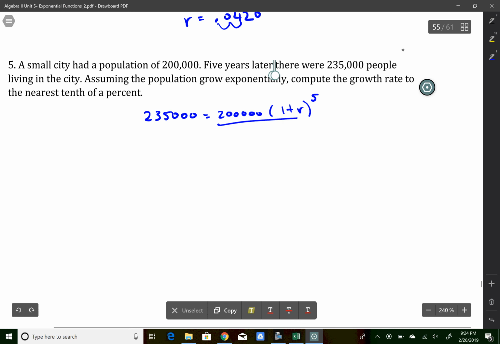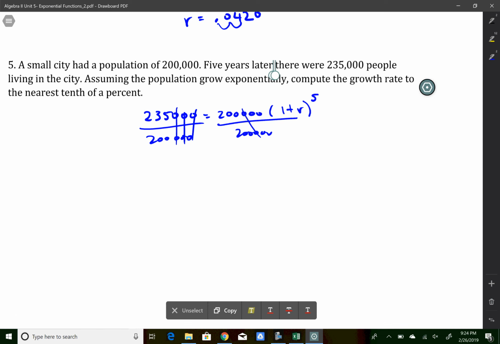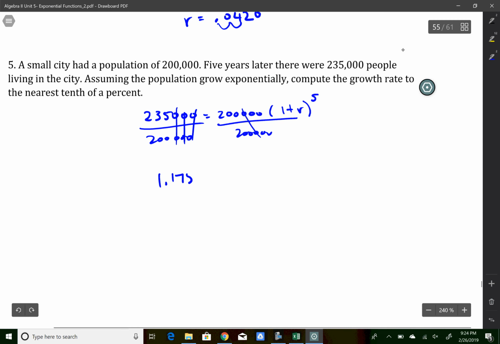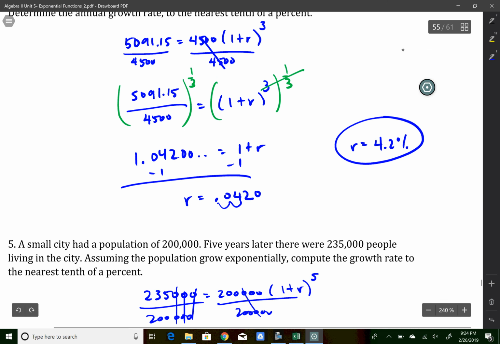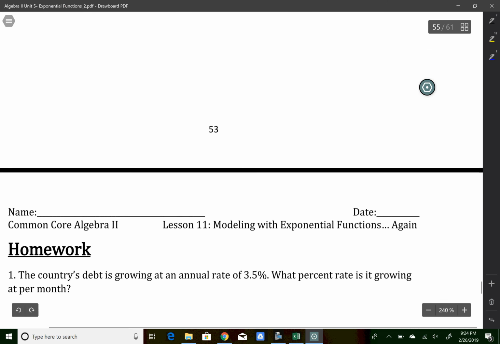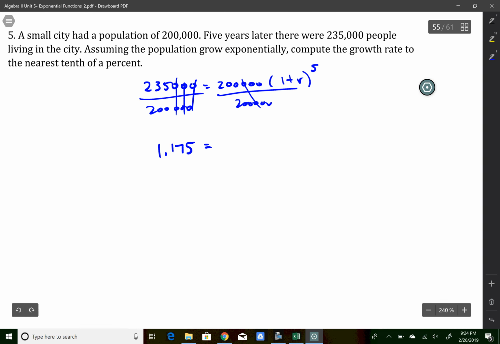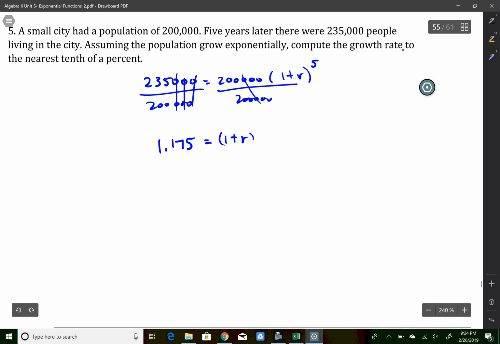So again, we're going to divide away the 200,000. If you're good with numbers, you know those zeros are going to cancel. So we could even simplify that one, because that's probably going to be a nice number. 1.175. The last one I didn't simplify here because that definitely is not going to be a nice number, right? But that one's a decent enough fraction or decimal to use. And we have 1 plus r all to the 5th power.